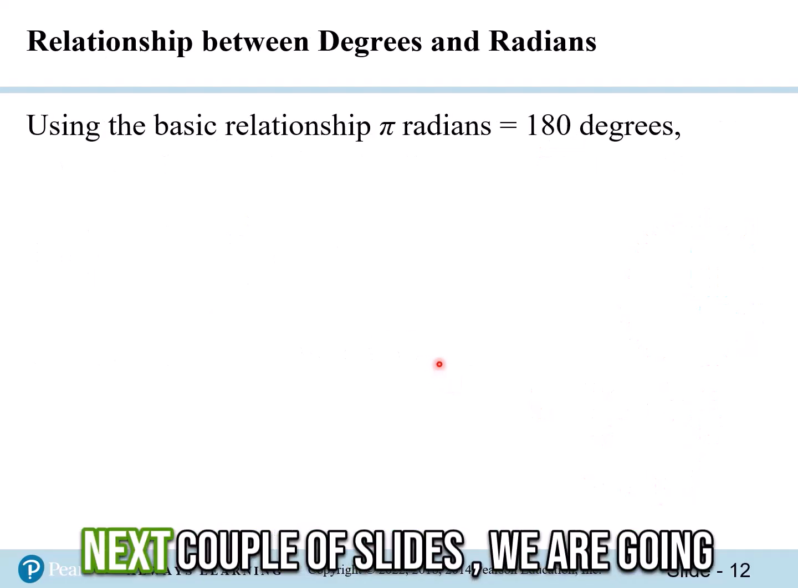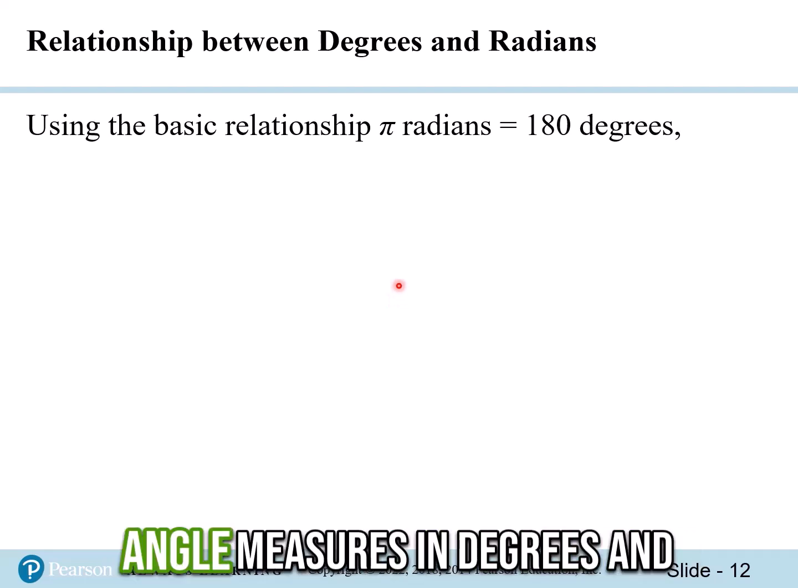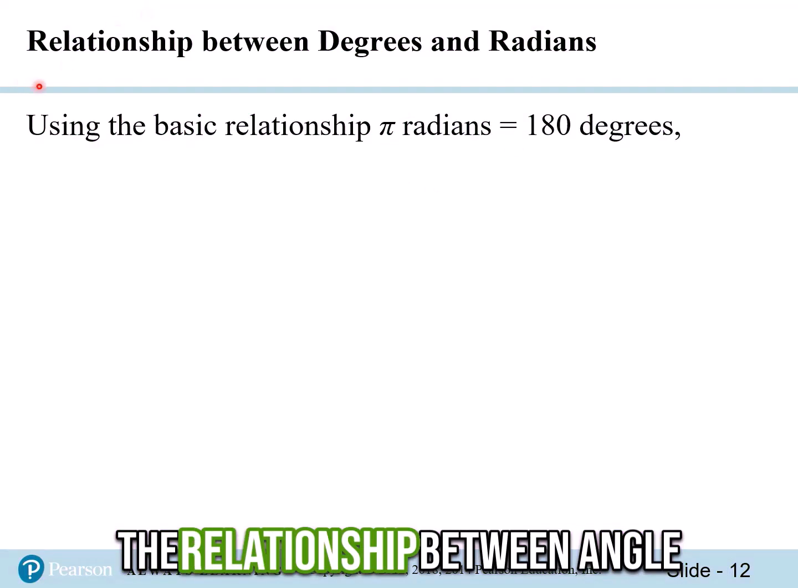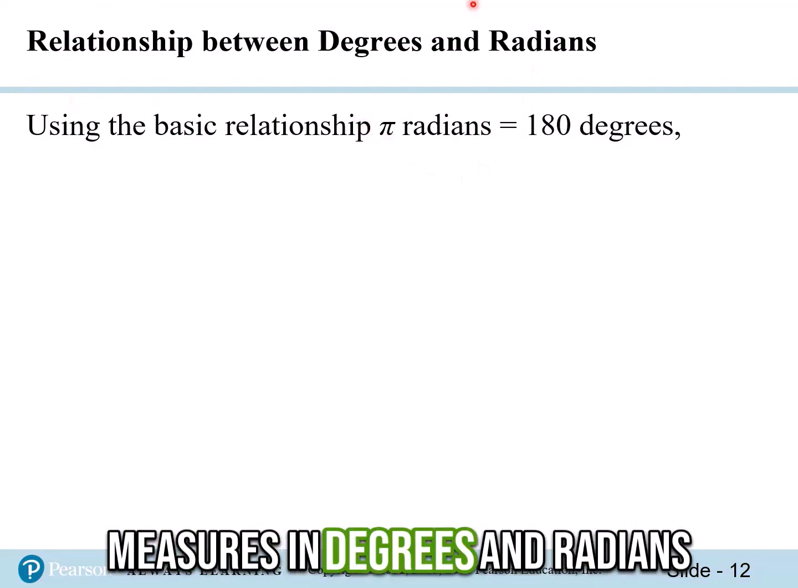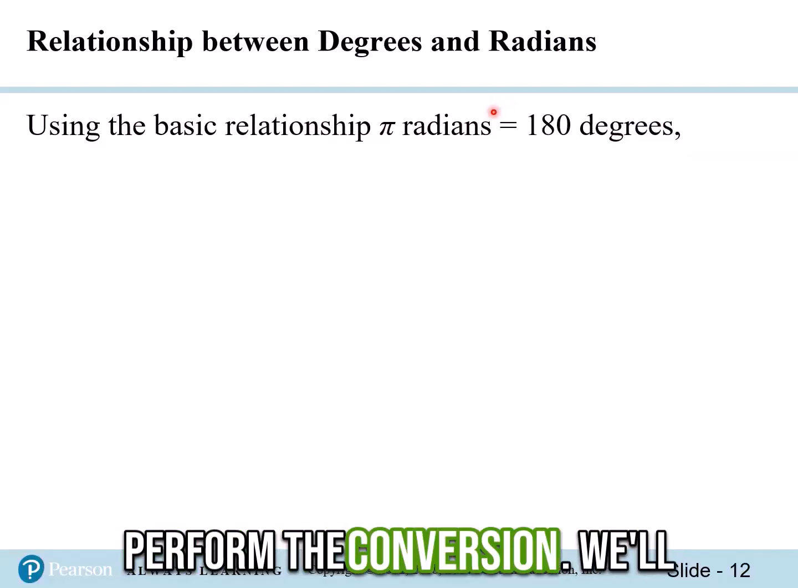All right. Now in the next couple of slides, we are going to learn how to convert between angle measures in degrees and radians. However, I want to explain the relationship between angle measures in degrees and radians because we'll be using that to perform the conversion.